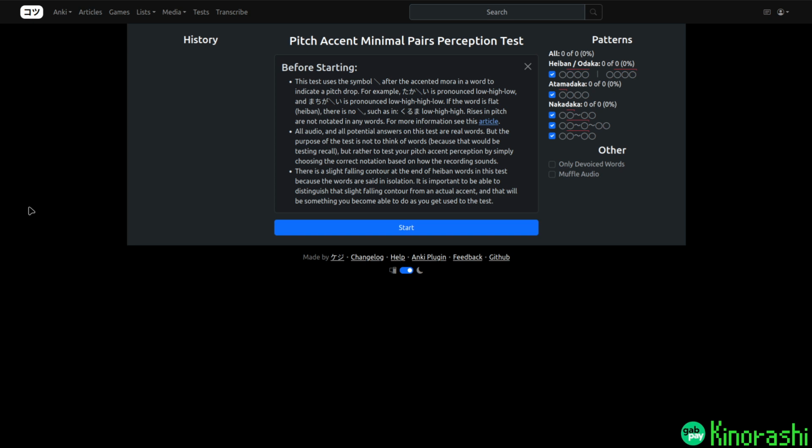Rule 1. If the first mora is low, the second mora is high, and vice versa. 国, kuni. いつ, itsu.